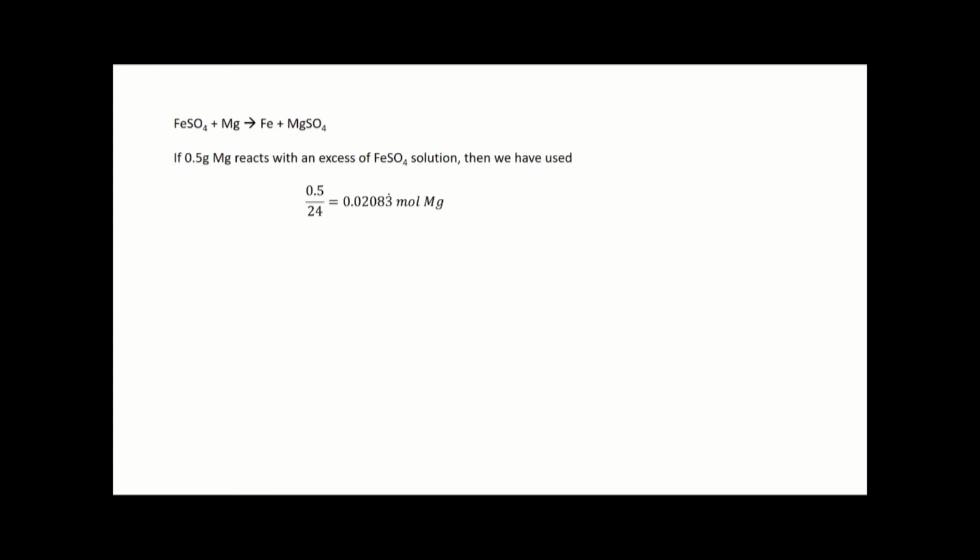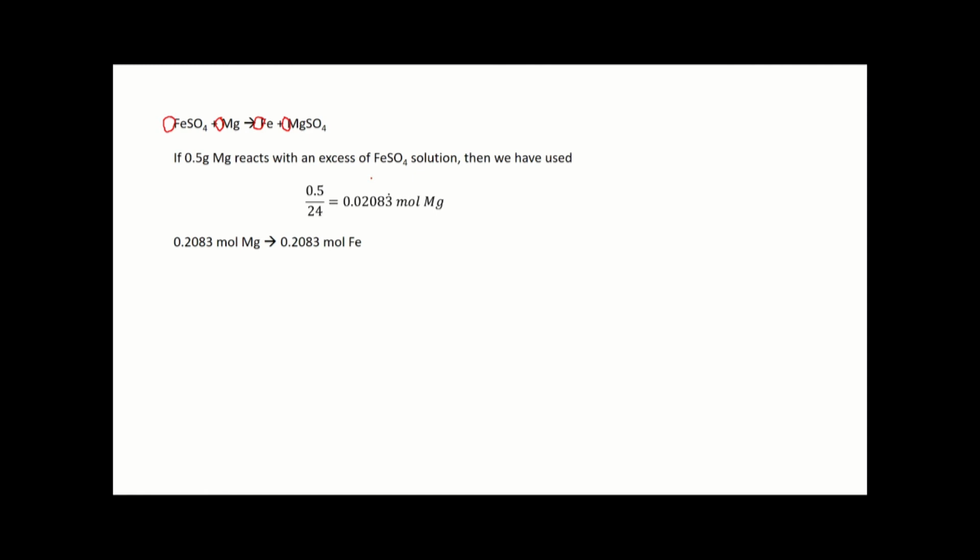recurring moles of magnesium. Now, if we know that, you'll notice that here, up at the top, we don't have a number in front of any of these chemical species here, which means that we're in a 1:1:1:1 ratio. We have one particle of iron sulfate is going to make one particle of iron, one particle of magnesium is going to make one particle of magnesium sulfate, etc. So we know that if we have 0.02083 recurring moles of magnesium, we're going to end up with the same number of particles of iron.